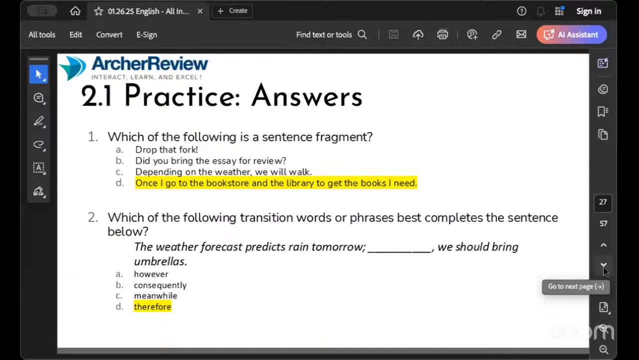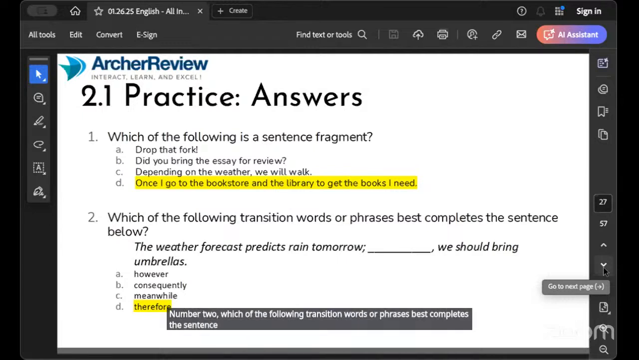Number 2, which of the following transition words or phrases best completes the sentence? So this one would be therefore, D. So D and D.